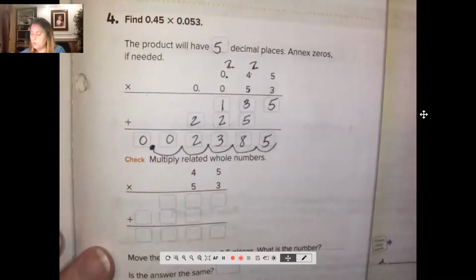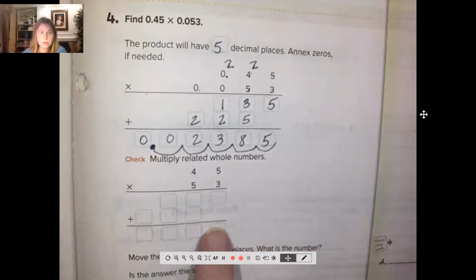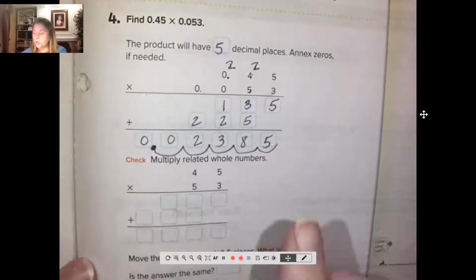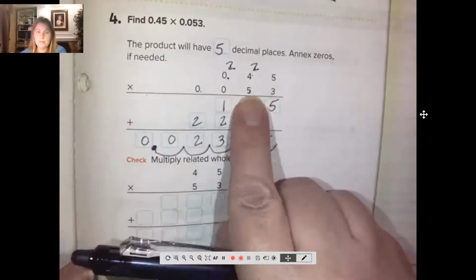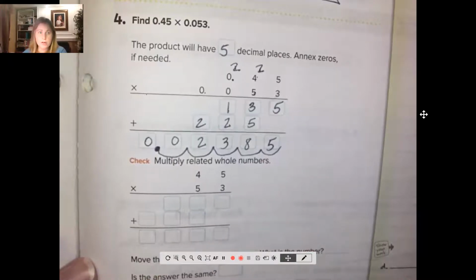Multiply related whole numbers. So they're actually going to have us do this problem again just to check our math with whole numbers. We'll go ahead and do that. So if this were 45 and 53, what would our just digits be? Forget the decimal places, so we can kind of check our math.